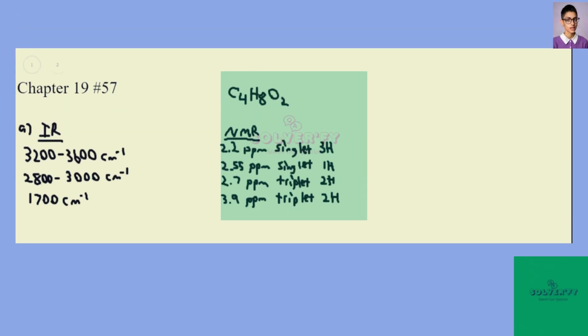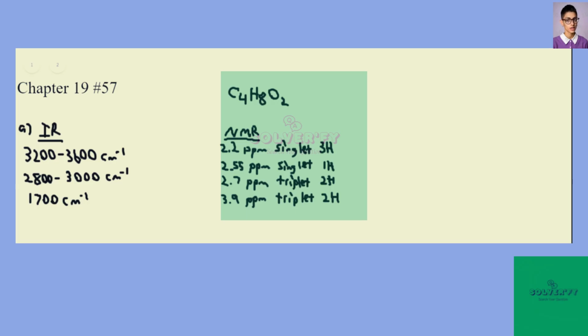This is the answer to Chapter 19, problem number 57 from the Smith Organic Chemistry textbook. And this problem says, use the proton NMR and IR spectra given below to identify the structures of two isomers A and B having molecular formula C4H8O2.